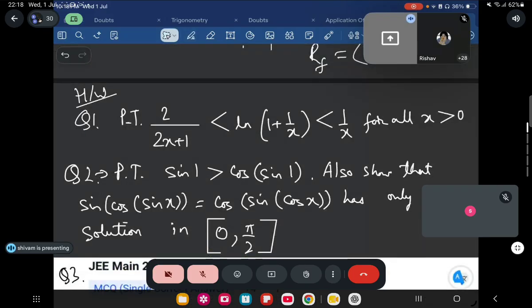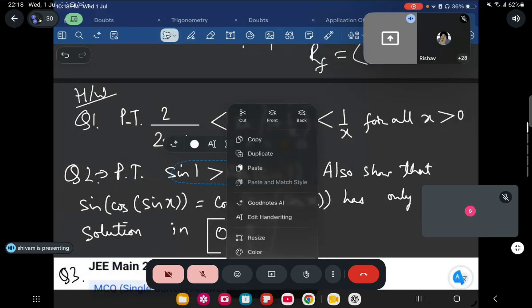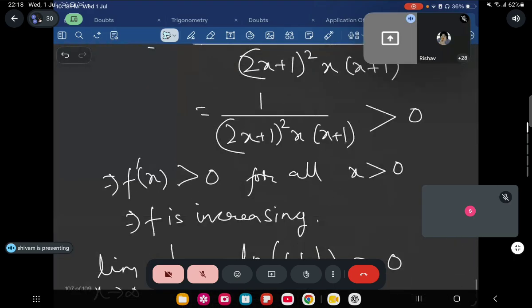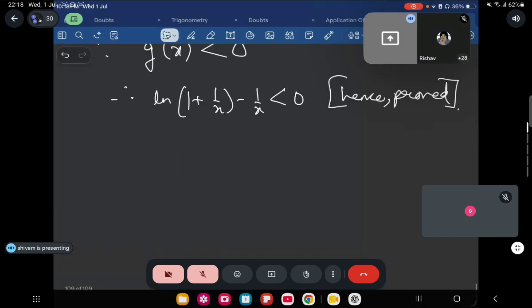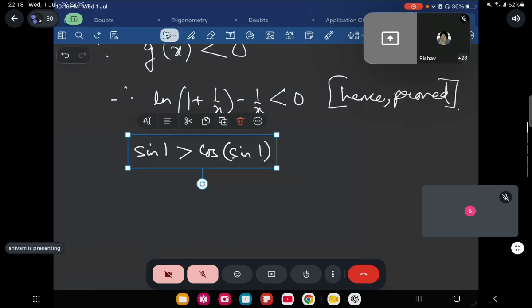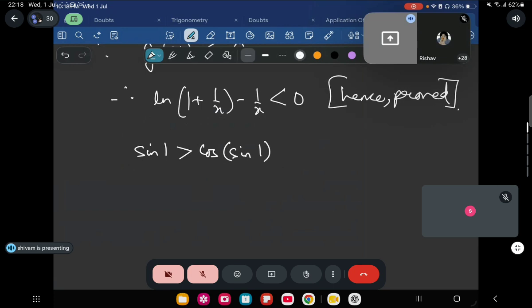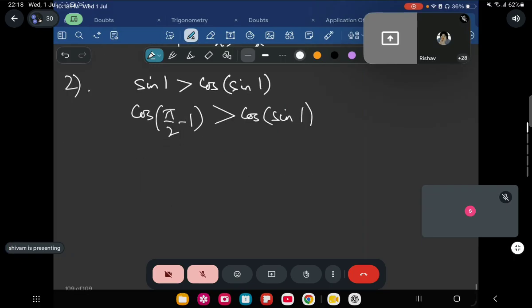So what do we need to prove? Sine 1 is greater than cos of sine 1. Actually, 1 is 1 radian. So can I write it as cos of pi by 2 minus 1? This is greater than. This is what is required to prove. Now since cos is a decreasing function between 0 to pi by 2, we can say that pi by 2 minus 1 is less than sine 1. This is what we need to prove.